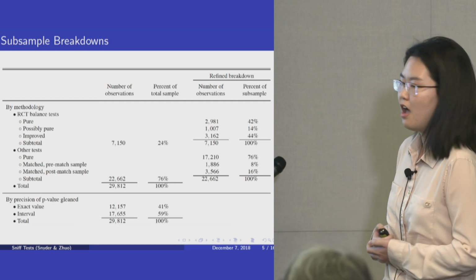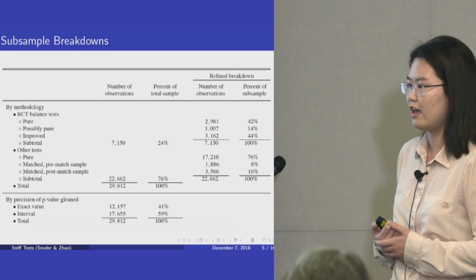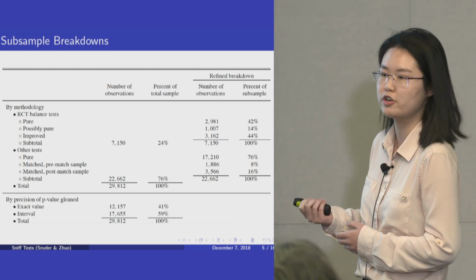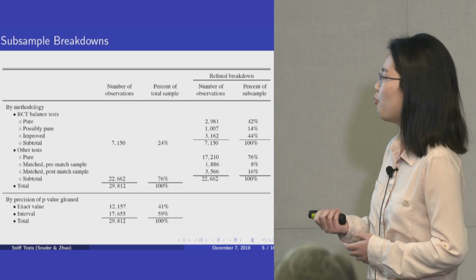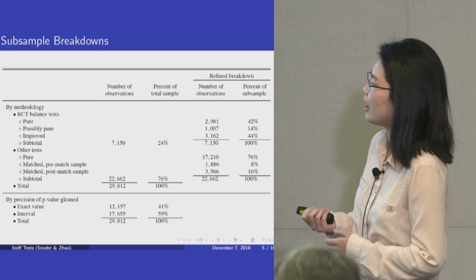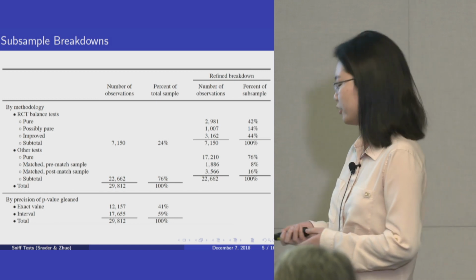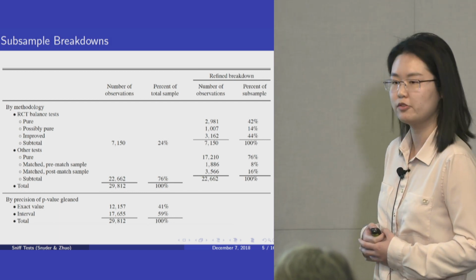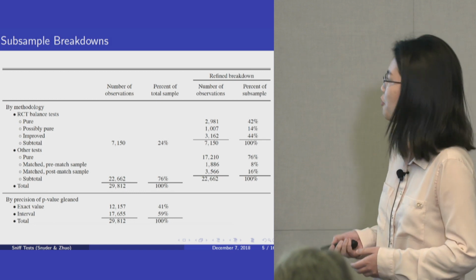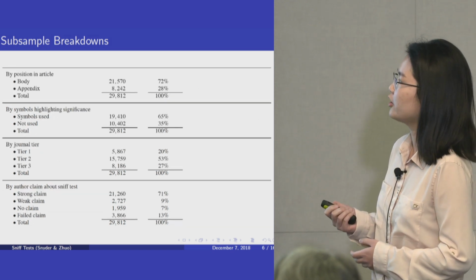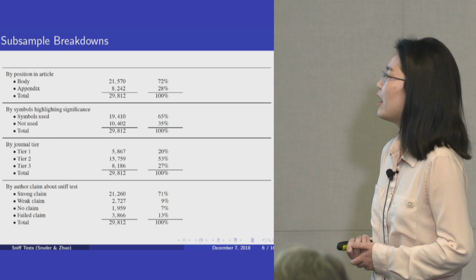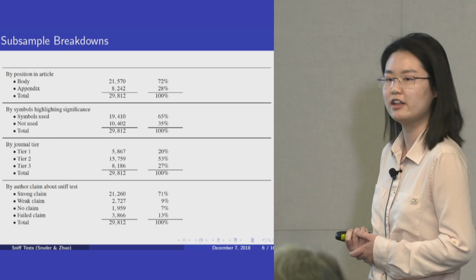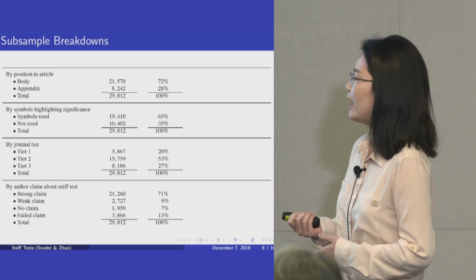And for other tests, re-randomization and stratification don't apply, so we separate the pure cases where no methods are employed and samples that are pre-match and post-match. And we also collect data such as whether the exact p-values are reported or only the interval, by position in the article, whether it's in the body or appendix, by whether the test statistic uses symbols to highlight significance or not, by the tier of journal.